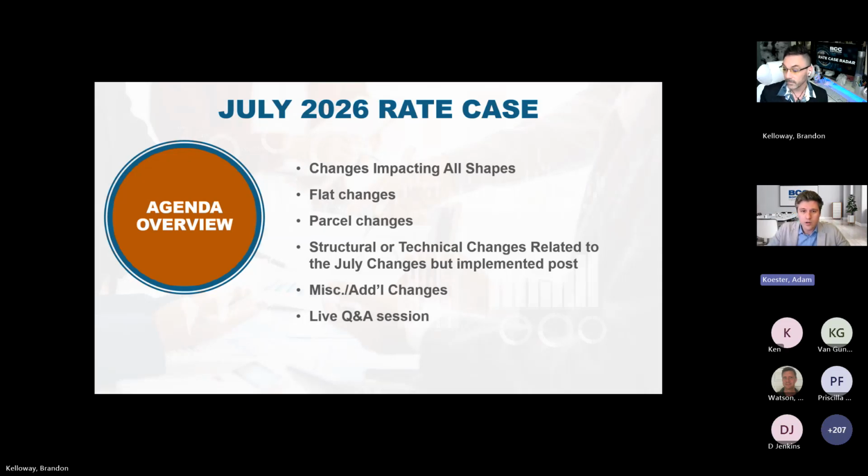Just to walk you through what we're going to be covering today, I've broken out the major bulk of the changes into 3 sections here.